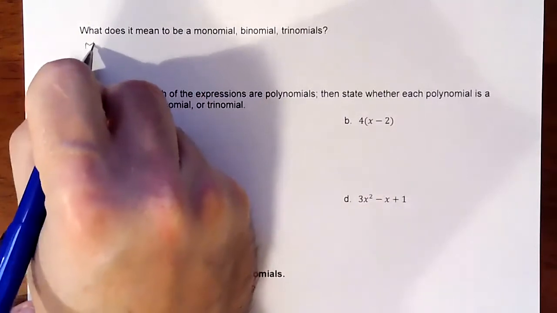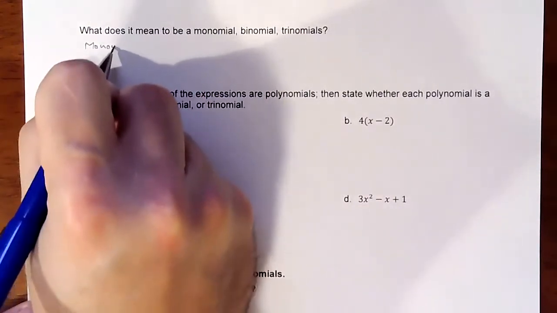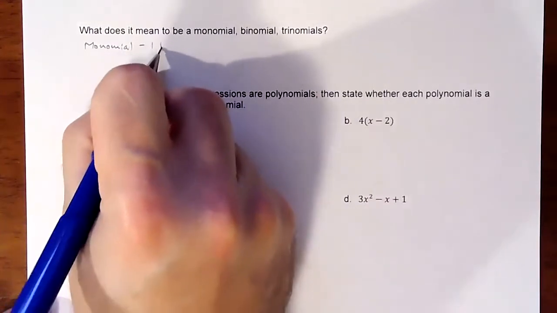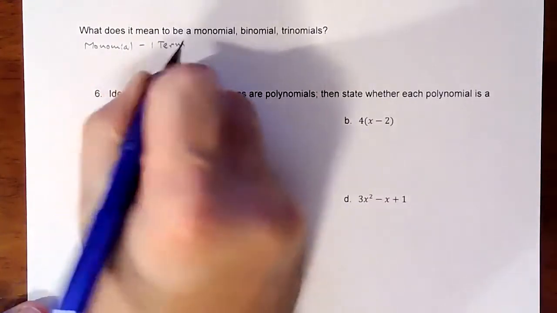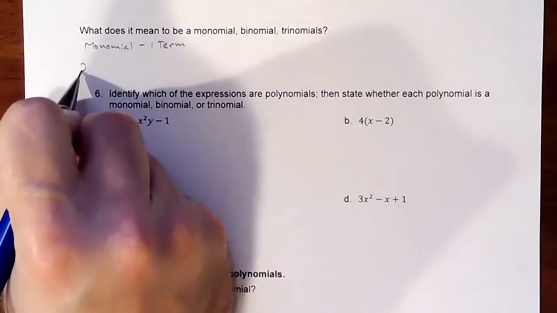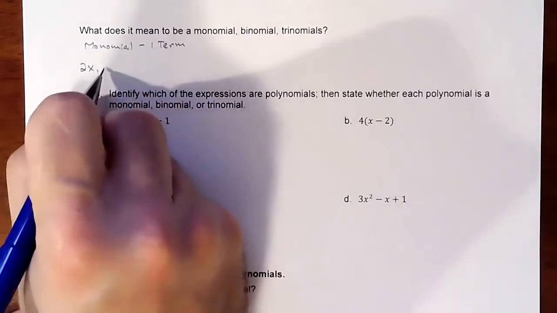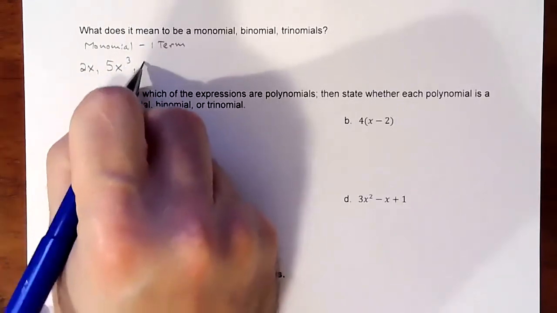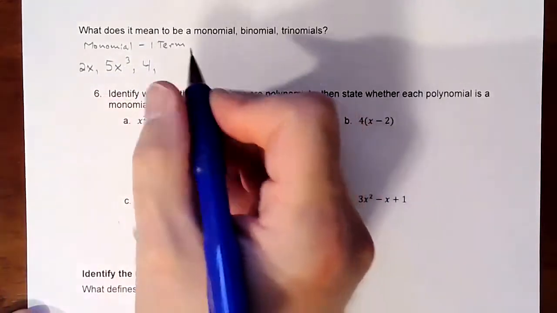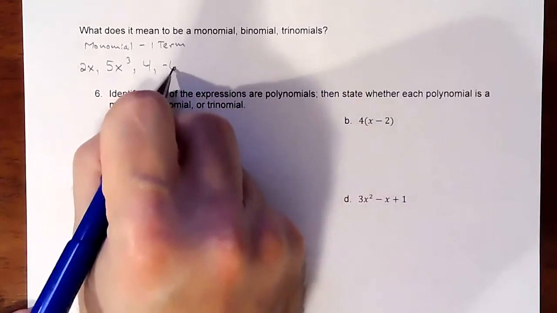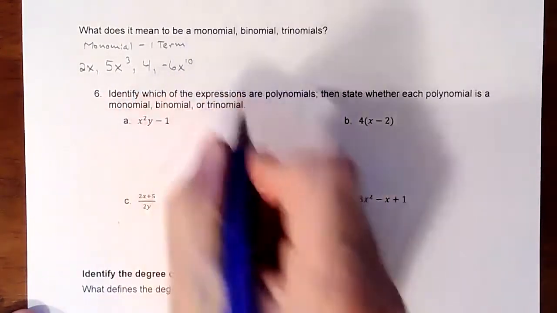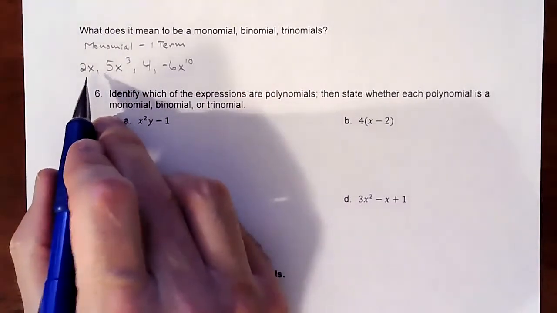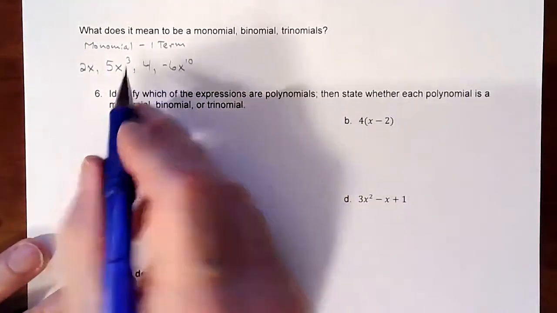What is a monomial? A monomial is what it sounds like, one term. So examples of that would be like a 2x, a 5x cubed, just a number, a negative 6x to the 10th, and on and on. Notice how there's no plus or minus, and that's it.